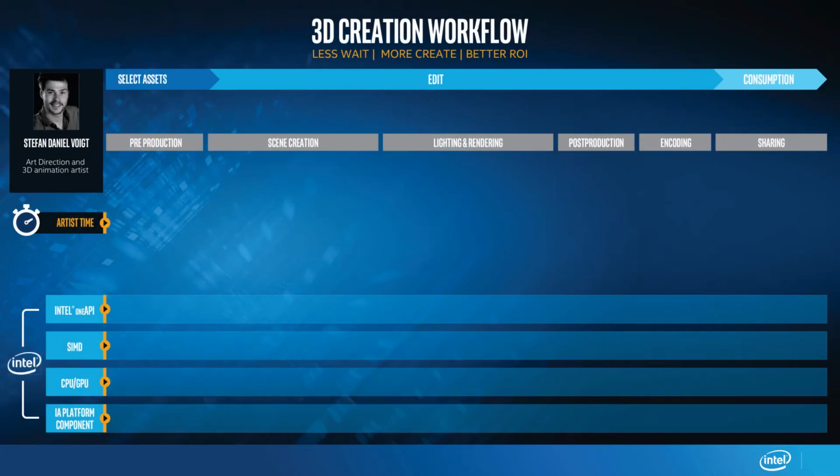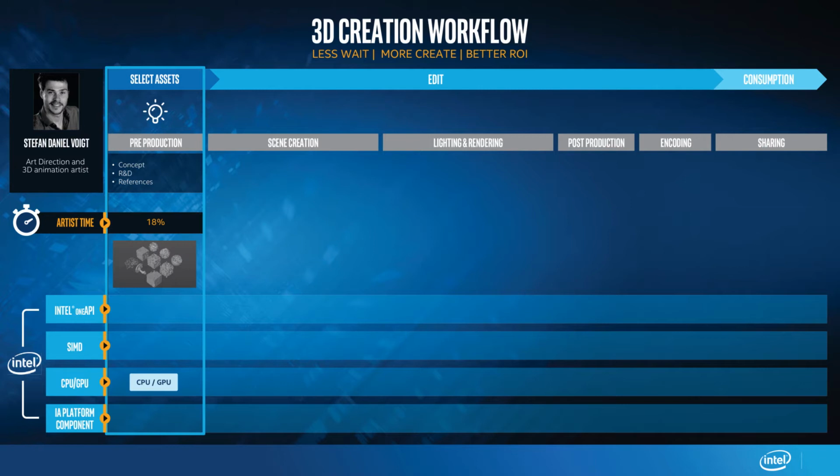Alright, now I will guide you through the different stages in a project like this. I divided this into pre-production, scene creation, lighting and rendering, post-production, and finally encoding and sharing the movie. In the pre-production phase, you mainly think about what do you want to do. You scribble out concepts, collect things that inspire you, and test which visual styles would work best for you.